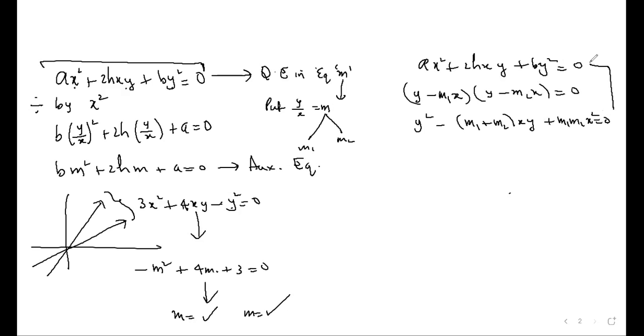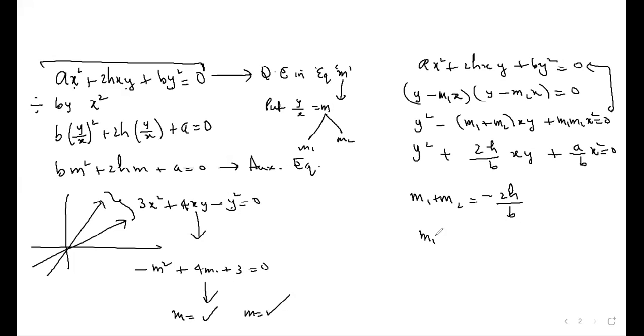That means both equations represent the same line, right? But here b is there, so I divide by b. Now tell me, both equations are the same. So how much will be m1 plus m2, the sum of the slopes? Minus 2h upon b. What will be the product of the slopes? a by b. Correct? These two will be equal, and these two will be equal. Then only they both can represent the same line.